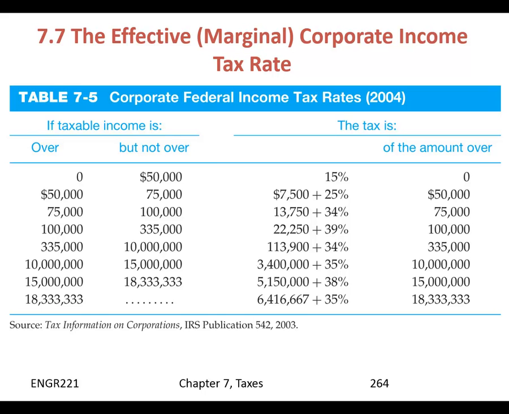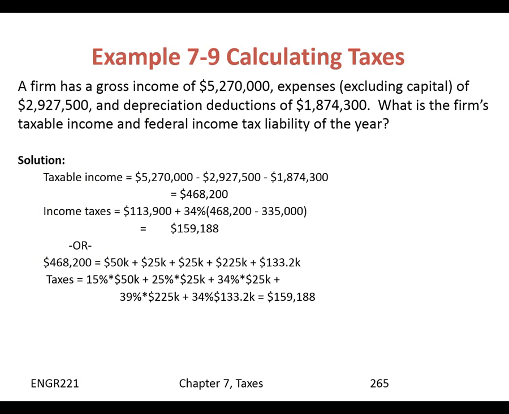$159,188. The other way to illustrate it is that the taxes are 15% of the first $50,000, then 25% of the next $25,000, then 34% of the next $25,000. So this is just showing each of the steps, rather than starting off with the lump amount of $113,900. This is the increment of each of those lump amounts.